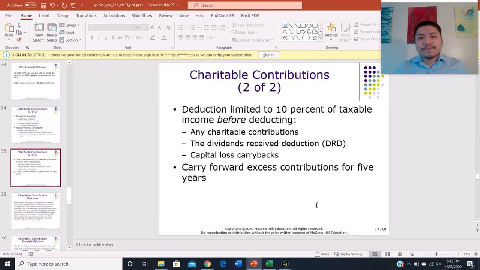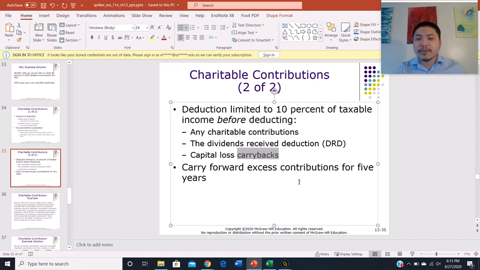Oh, and remember we talked about this, right? There are some limitations on the amount of charitable contribution that you can deduct. Usually the deduction of charitable contribution can only be limited to 10% of the taxable income before deducting this item, the dividend received deduction, and capital loss carryback. And remember, it's carryback, not carryover, right?